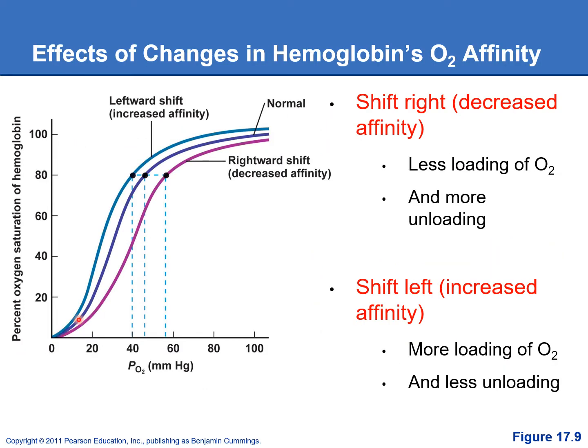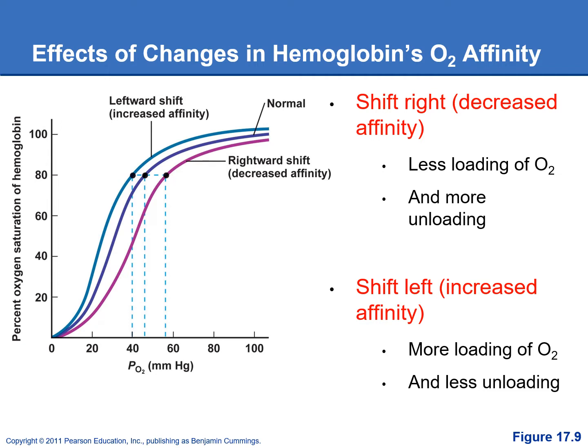The normal hemoglobin-oxygen dissociation curve in the middle, that's dark blue, can be shifted either to the right or to the left. So this is really important to know, so make sure you star this. If you shift the curve to the right, that's going to decrease hemoglobin's affinity for oxygen. It's not going to bind to it as well. You're going to unload more oxygen in the tissues, and you're not going to be able to load as much oxygen in the lungs.